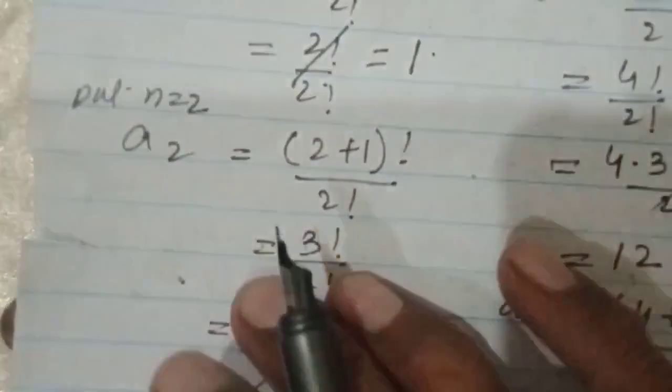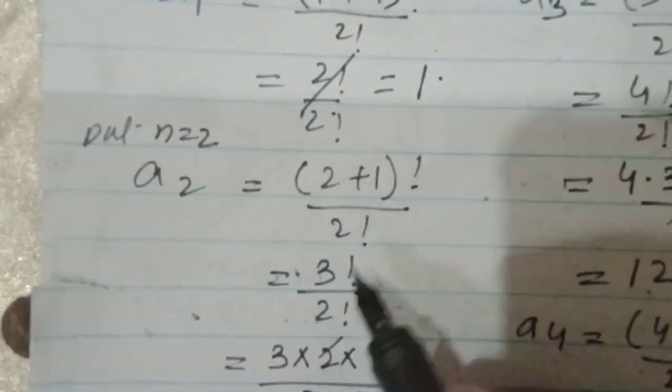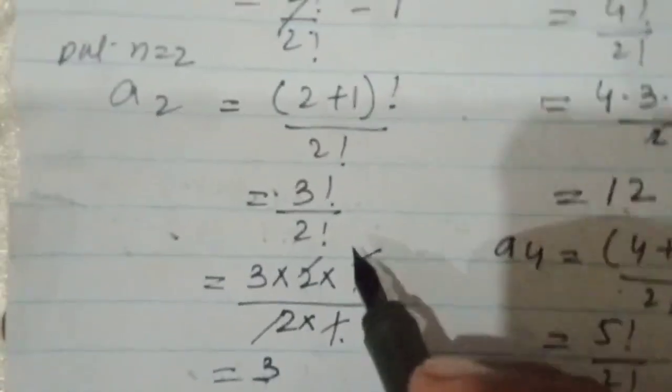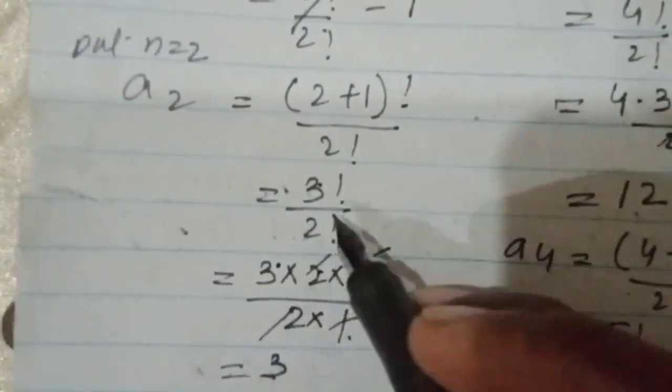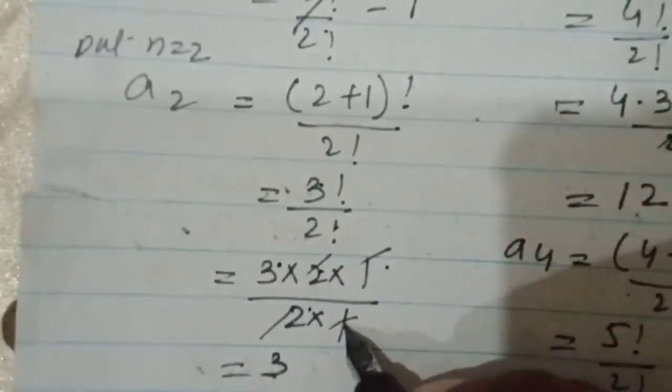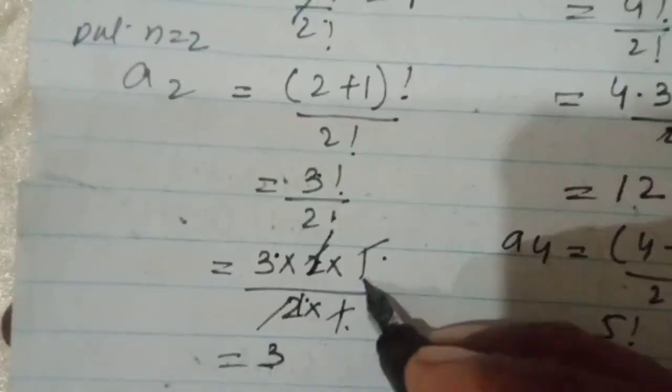Now n is equal to 2, the second term: 2 plus 1, that is 3 factorial upon 2 factorial. Now I will break 3 factorial as 3 multiplied by 2 multiplied by 1, and 2 factorial means 2 multiplied by 1. Now you can cancel 2 and 2, 1 and 1. The answer is 3. Now the next is your third term.